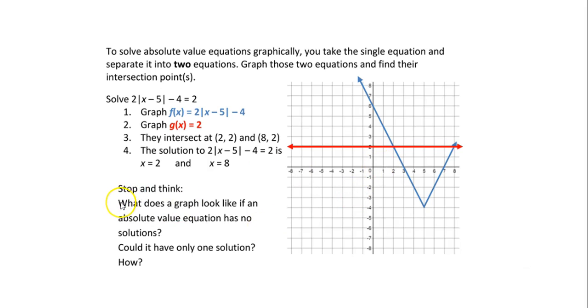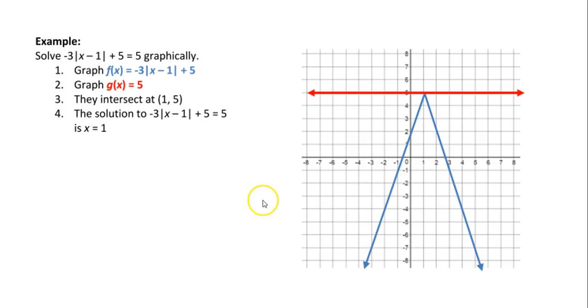So it's a stop and think here. What does a graph look like if an absolute value equation has no solutions? Could it have only one solution? And what would that look like? We'll move on and see what those things look like. So we'll solve this graphically.